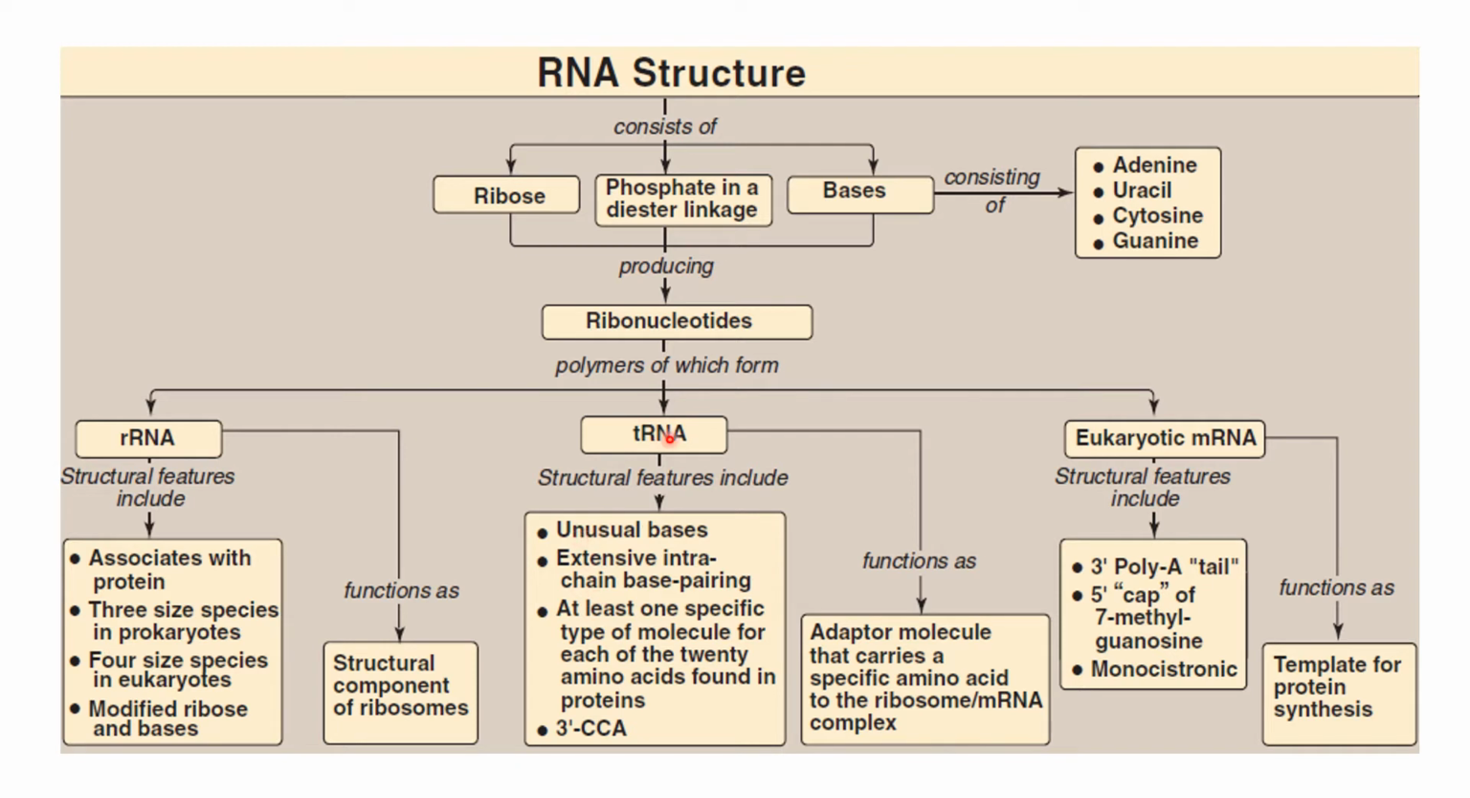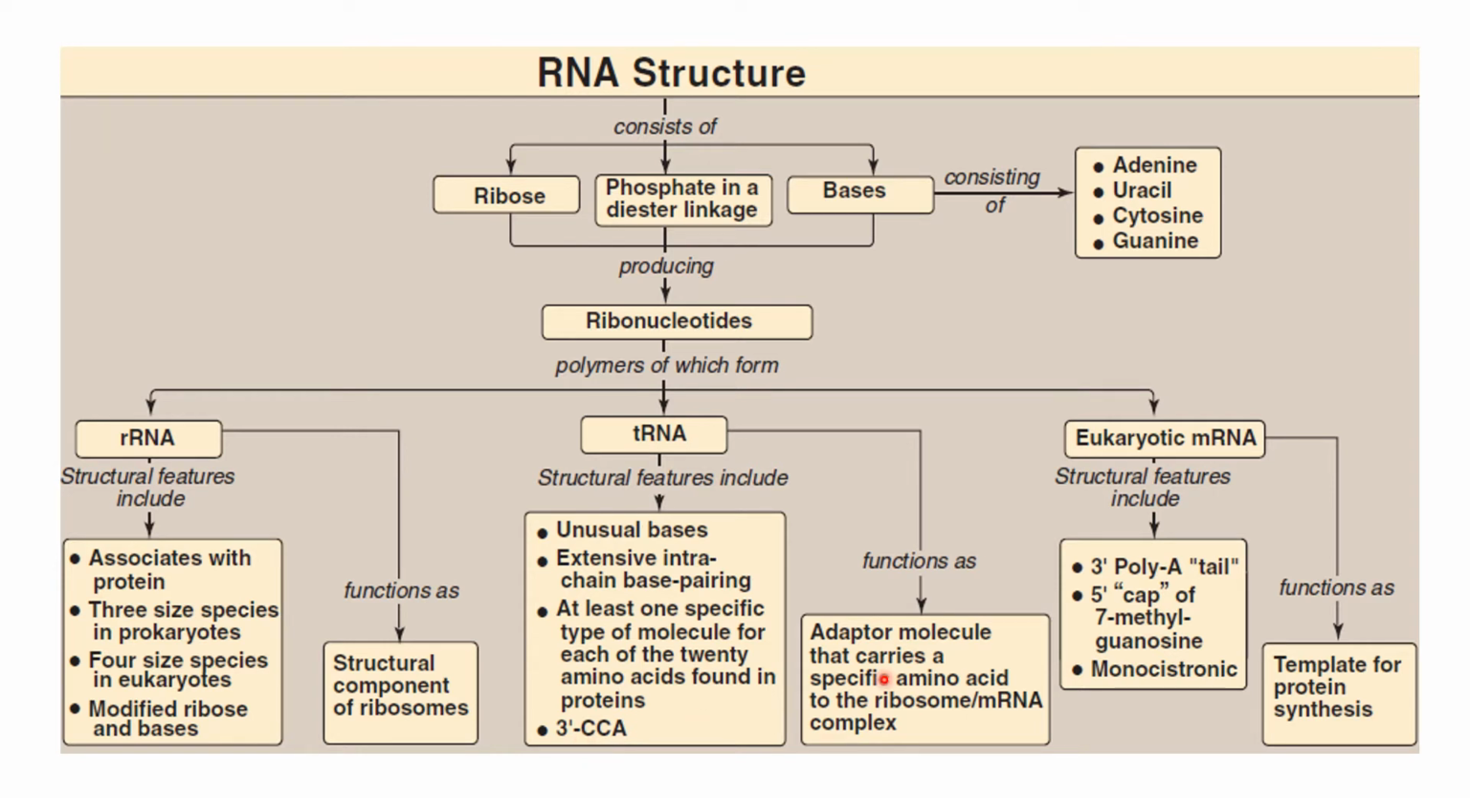The characteristic feature of tRNA is that it contains the unusual bases, extensive intra-chain base pairing present in its structure, and it also undergoes different modifications so as to carry out its proper functioning. Along with this, there is the presence of the CCA nucleotide at the 3' end, which carries the specific amino acid.